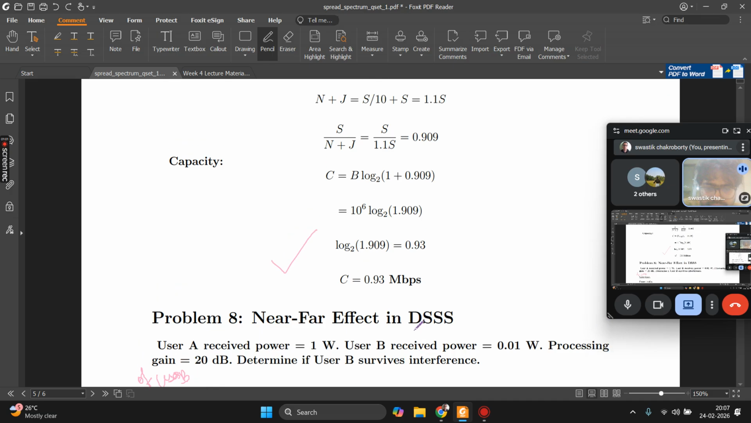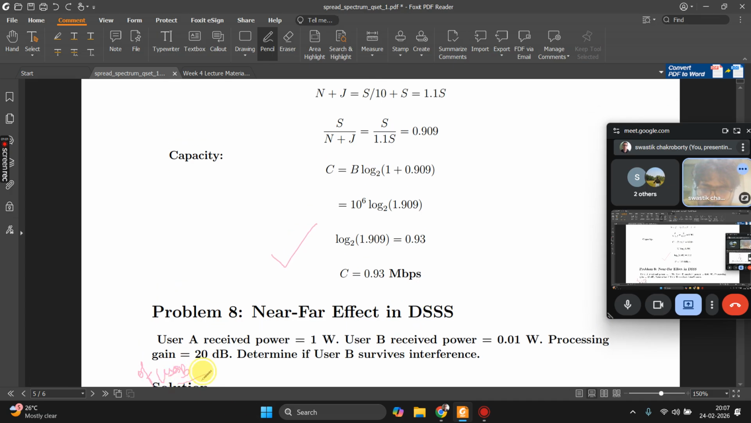How to do this? Just write down user B here. Any idea? Want to try? Take 2-3 minutes and try it on your end. Just J by S. We have to find the before and after of J by S. Here, jamming power is basically the interfering power. That is user A. So user A's power is basically the jamming power here. Try for 2 minutes.